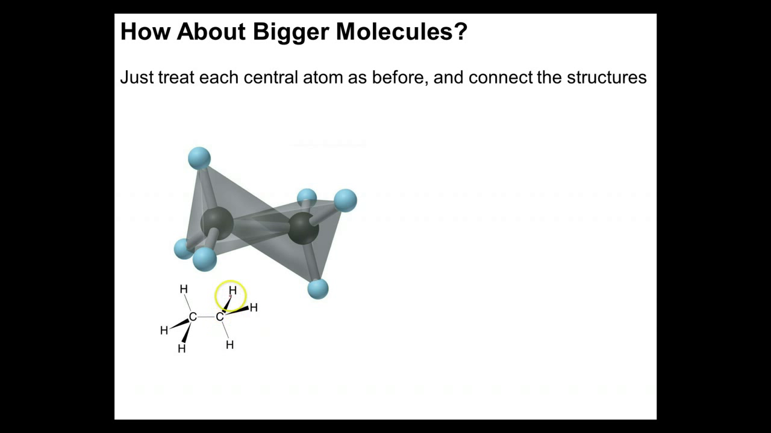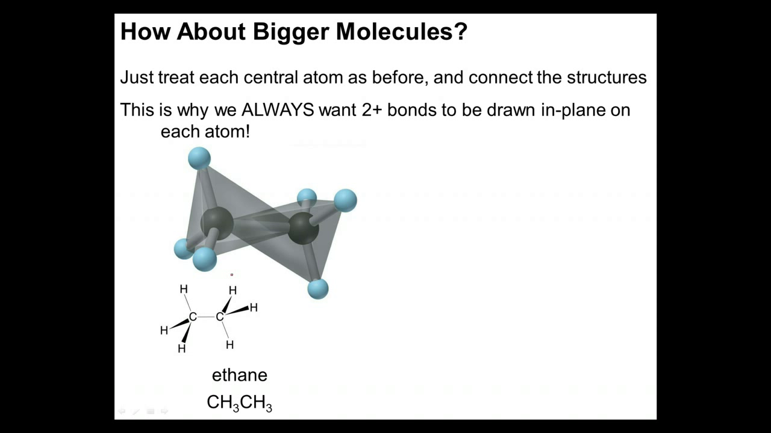Notice they're just using the wedge and dash like this. They're not using a dashed wedge, but they're still implying which one is forward and which one's backward with all these wedges. And that's a legit way to do that. So that's our ethane molecule in 3 dimensions, CH3CH3.